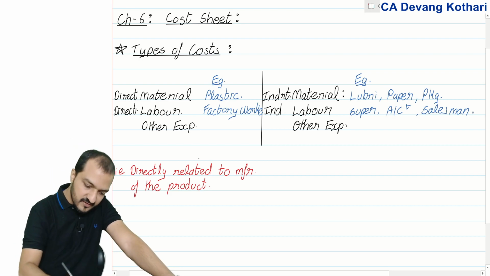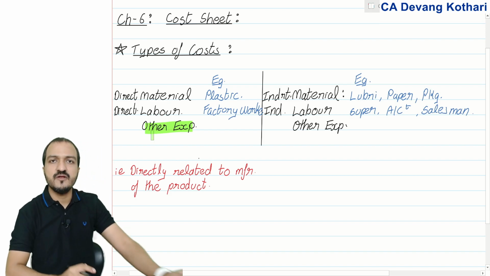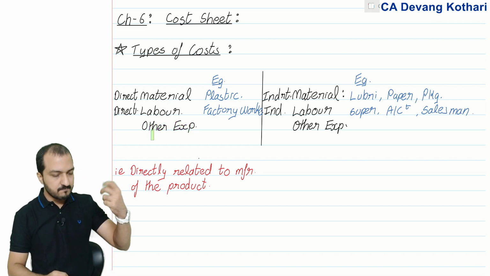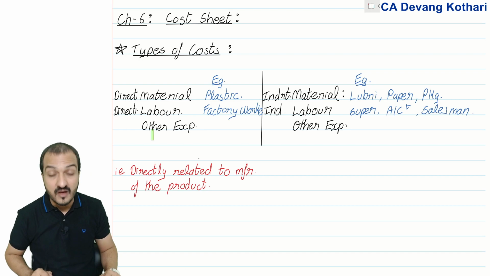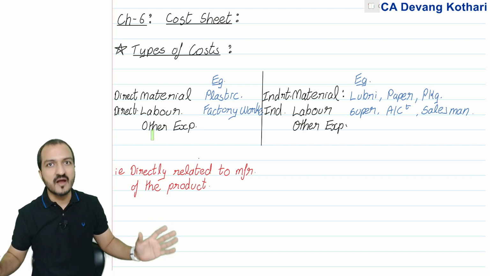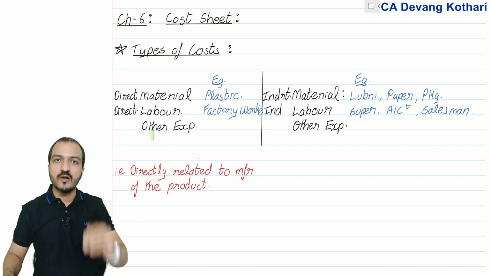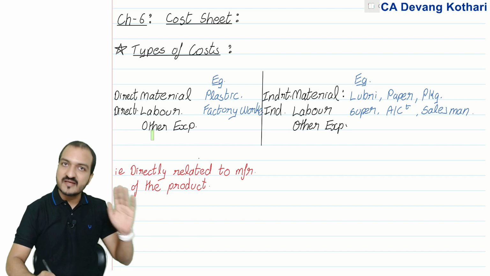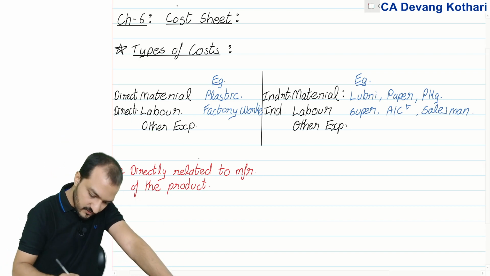And then comes other expenses. Other expenses include a variety of expenses like power consumption, rent of the factory, and many other items. Anything other than material and labor will fall under other expenses. Now for other expenses, again, there can be direct and indirect.